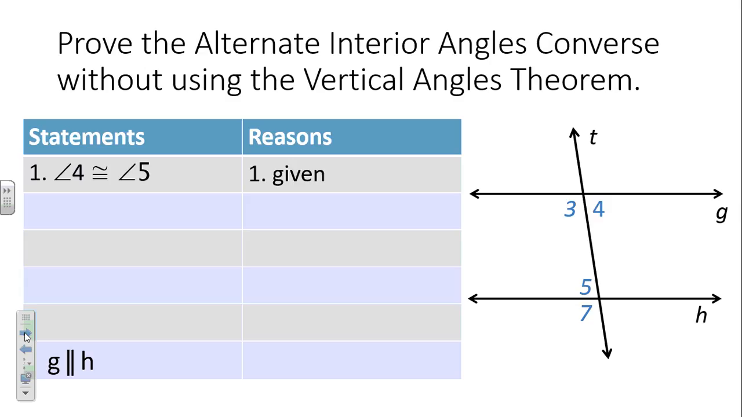So they told us that those two angles, those alternate interior angles, are congruent. 4 and 5 are congruent. Since 4 and 5 are congruent, we want to make sure we make our marks on our drawing. That's the best thing you can do to help yourself. So 4 and 5 are congruent.